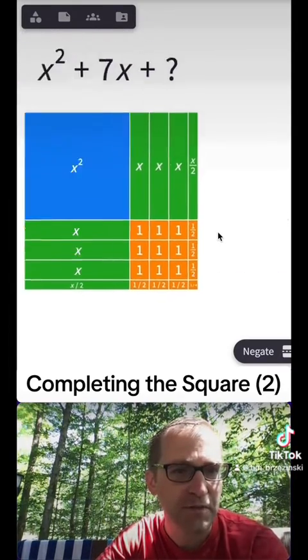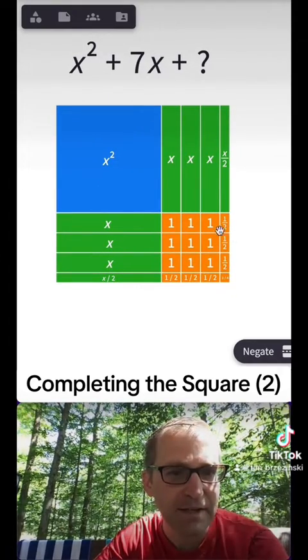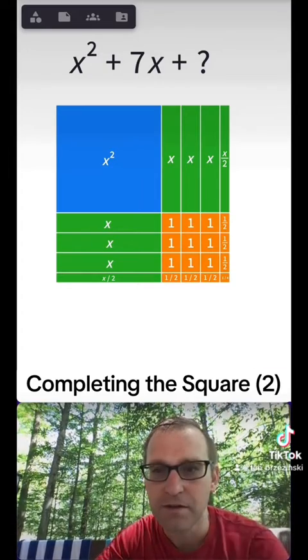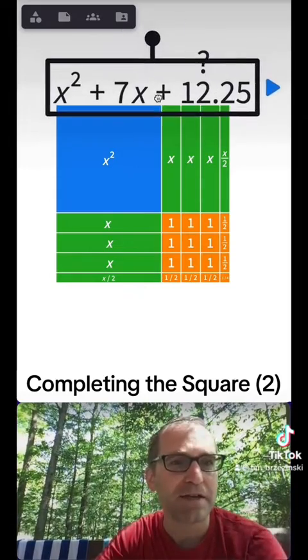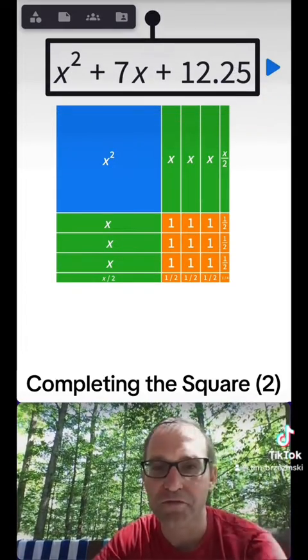Let me zoom in, pan and zoom. See that? Look at that. So we have 9, 10, 11, 12 and a quarter. So it looks like from what we see here that completing the square for that expression looks like this. Let's get rid of that question mark there. x squared plus 7x plus 12 and a quarter.